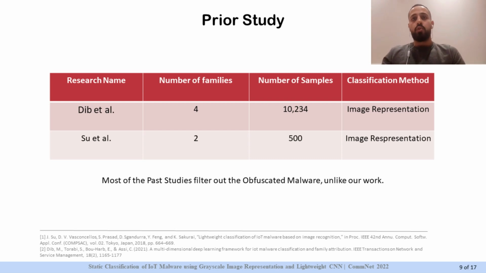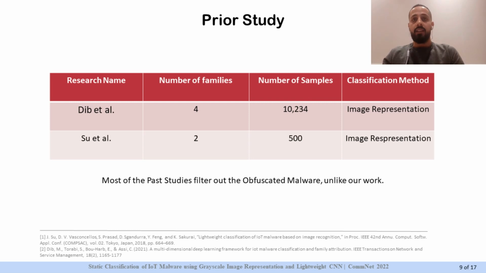Taking an example, two recent studies use image representation methodology. The first one is Deep study. They designed a multidimensional model to classify IoT malware based on image representation. Part of this framework is to classify malware images using a combined CNN-LSTM method on a set of 10,000 malware samples, where they classify only 4 families.